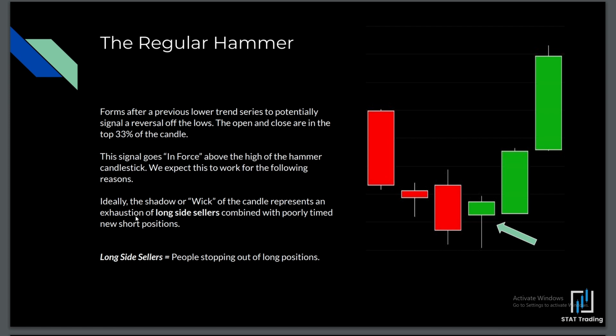And then the poorly timed short positions. If you watch the second video, remember, the only way this candle can go red is if the sellers are more aggressive. So if it's going lower, there's new short positions being opened. Or at the very least, there are long side sellers getting forced out of long positions.